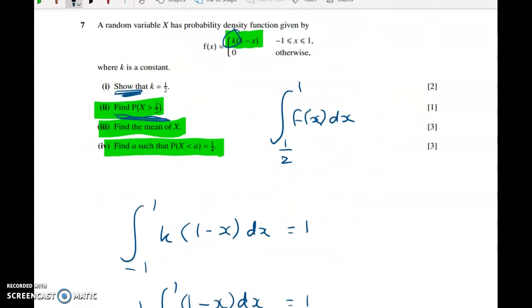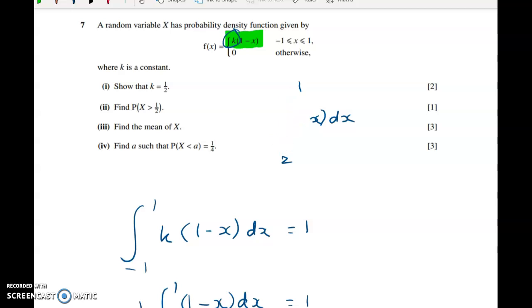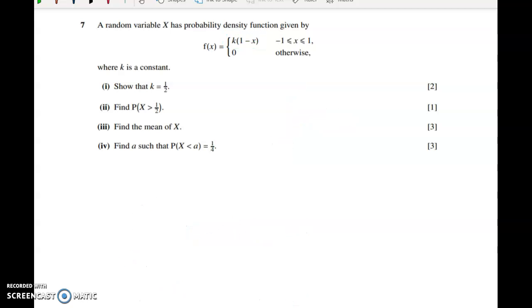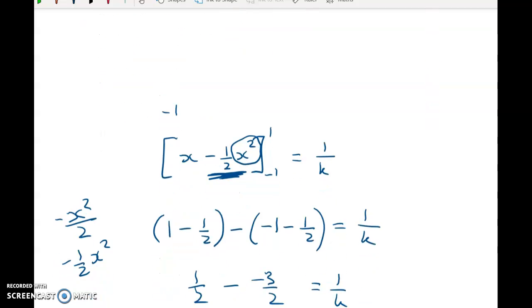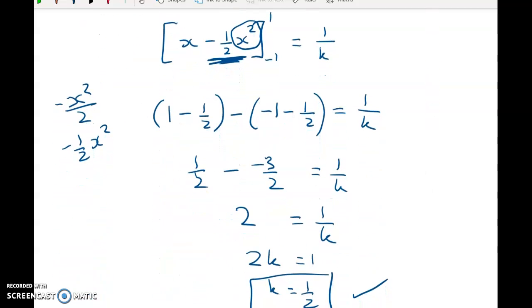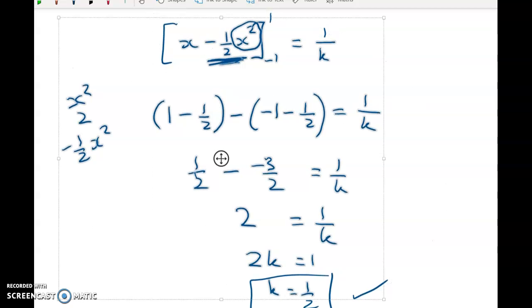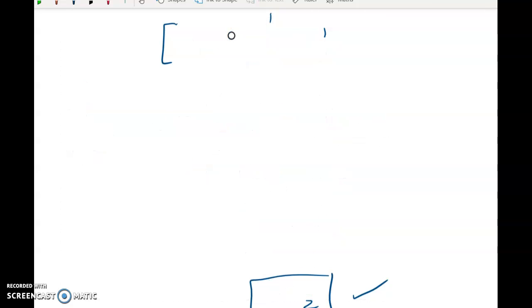Okay, third part. Find the mean of x. We had some interesting answers to this question. Your final answer should have been -1/3. But let's look at the most efficient way to get there. I'll just get rid of all of this. There we are, good enough.